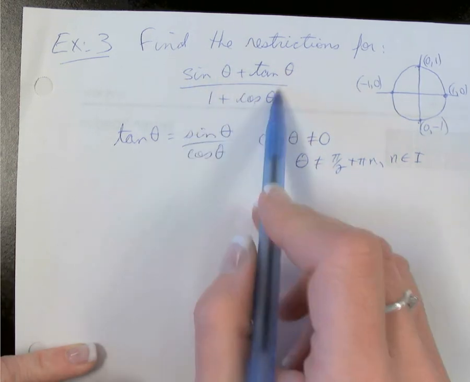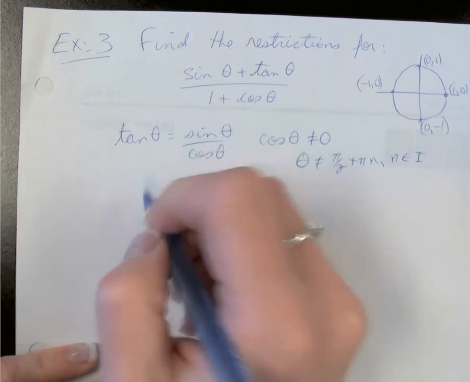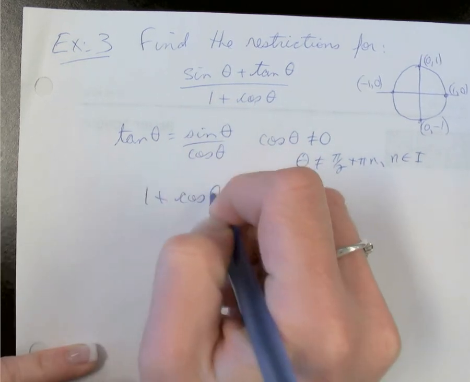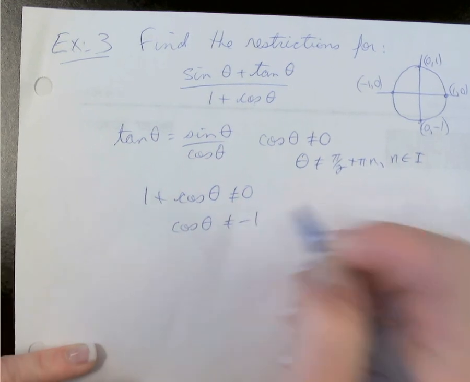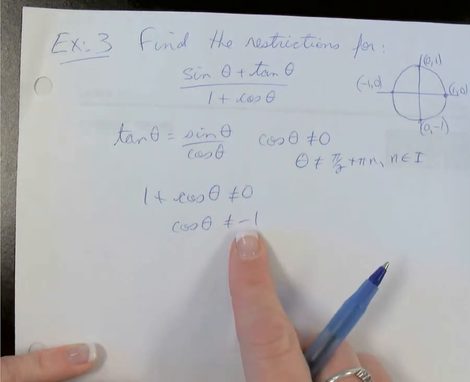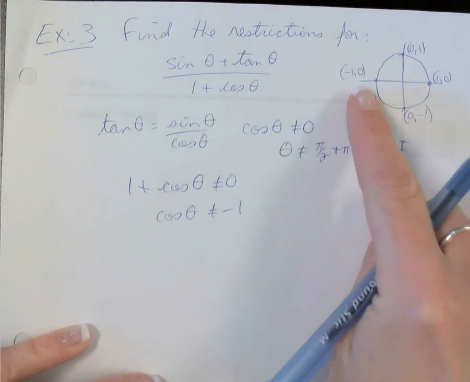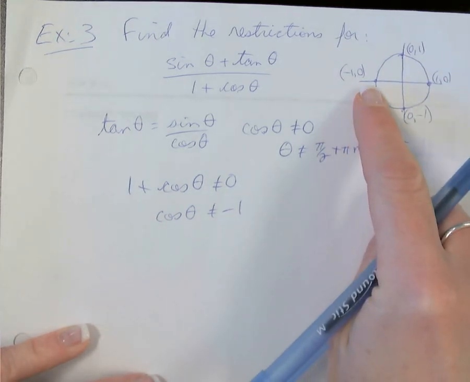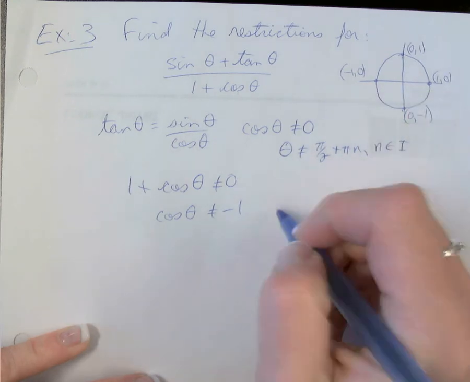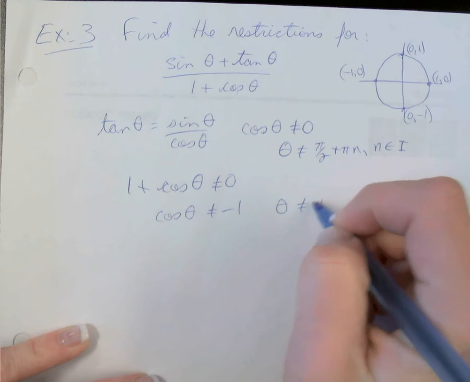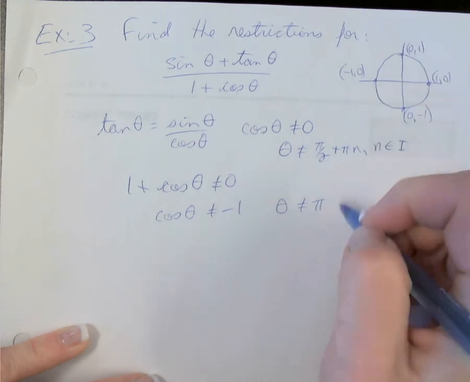Let's look at the entire fraction now. The denominator cannot equal 0. So if we look at that, 1 plus cos theta cannot equal 0. Isolate cos theta by moving that 1 to the other side, so cos theta cannot equal negative 1. We can find that on our unit circle as well. Cos theta cannot equal negative 1 at pi, not at 0 and 2 pi, but at pi. So theta cannot equal pi plus the distance of 2 pi n, 1 revolution.